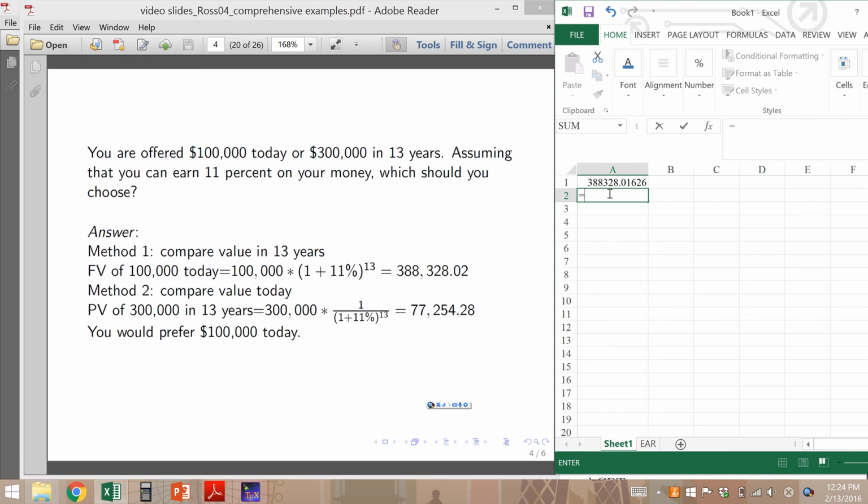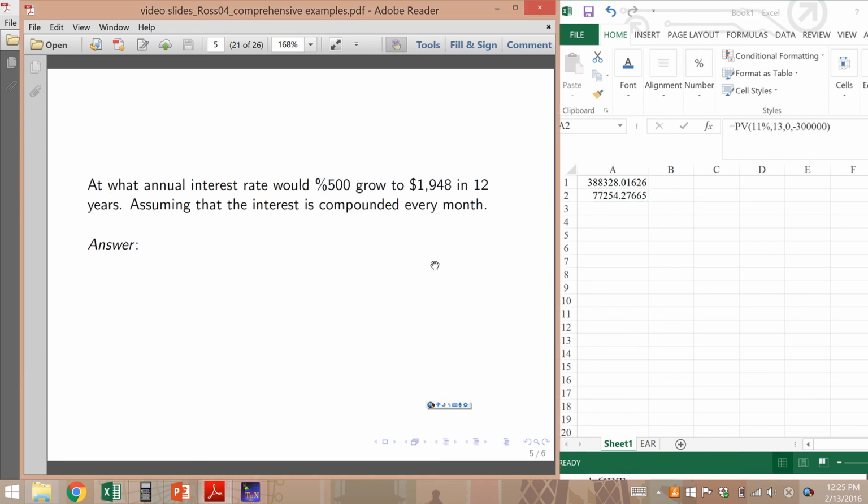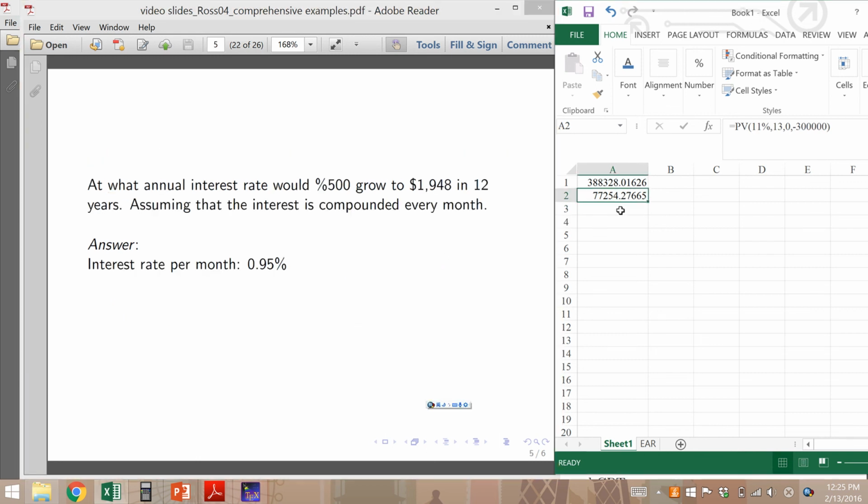Now, to calculate the present value, you type equals PV. Again, you just follow all those hints. The rate is 11%. Number of periods 13. Payment 0, future value is 300,000. We're going to leave the type blank because we're just going to use the default. So that's the PV. Again, if you put the future value as negative, you're going to have a positive PV. The next one, if you want to compute the interest rate, you type equals RATE.